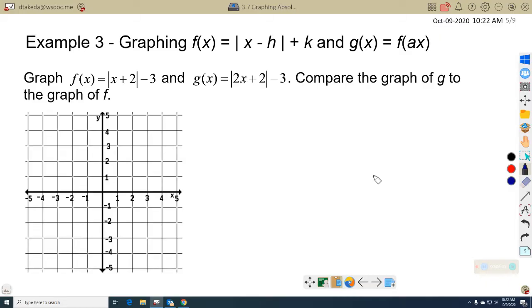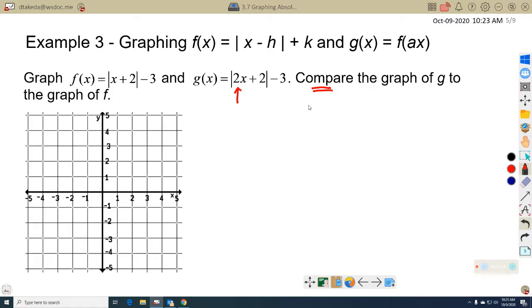Well, let's take a look at this here. Okay, so this one is a little bit different. Graph f of x equals the absolute value of x plus 2, minus 3, and g of x equals the absolute value of 2 times (x plus 2), minus 3. Compare the graph of g to the graph of f. Okay, so first off, we have to see what is different between these two. We're multiplying the input by a 2. And everything that happens with the input is the reverse of what we think it should be. So this is going to be a horizontal shrink by a factor of 1/2. That's the answer to this. It's a horizontal shrink by a factor of 1/2.